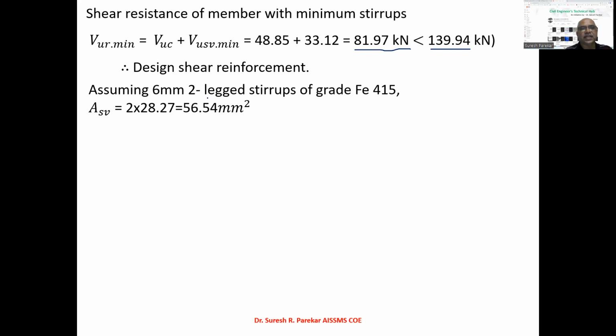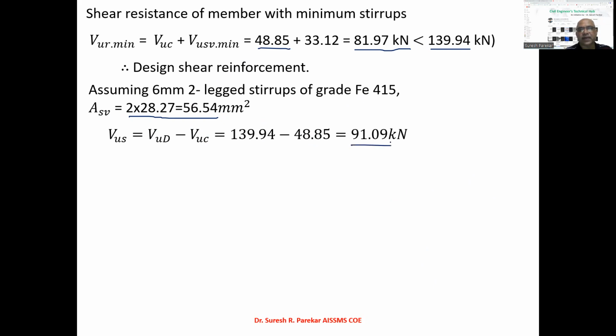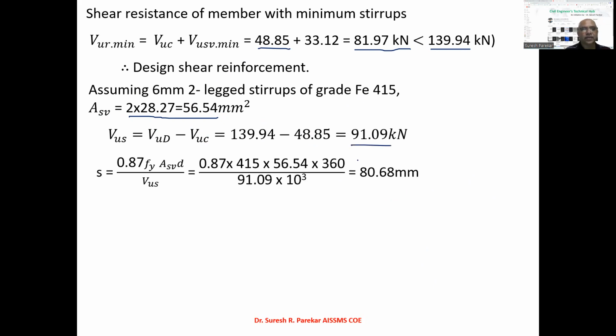Now we will assume a 6 mm two-legged stirrup of grade Fe 415. So ASV is 2 into 28.27, that is 56.54 mm square. Then VUS is 139.94 minus VUC, which is 48.85, and we have this VUS as 91.09. From this we can find the value of S. We get 80.68 millimeters, and we will provide 6 mm two-legged stirrups at 80 mm center to center.